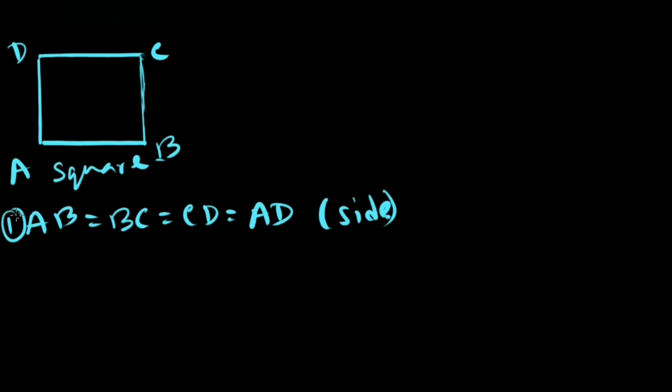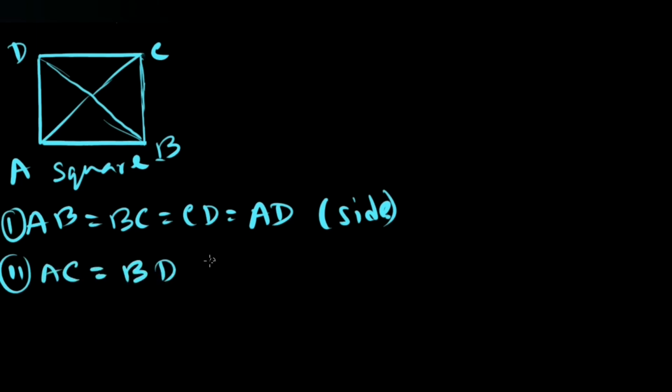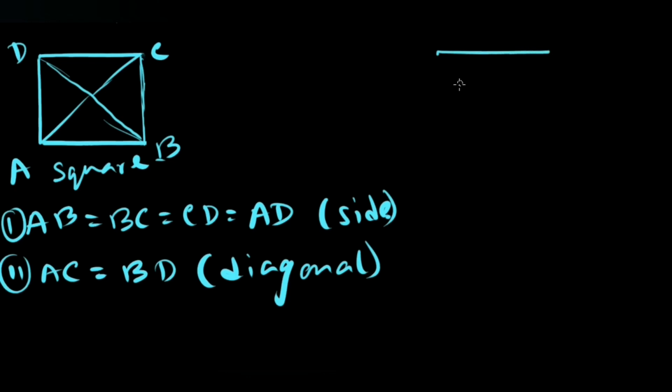So that is going to be the side condition. And the second thing, just like rectangle, the lengths of diagonals are also equal to each other. So AC and BD are equal to each other. And what happens with rhombus? We know the rhombus is also the same way. All of the sides are equal, but the basic difference, you know, angles are not right angles, but each side is equal to each other.